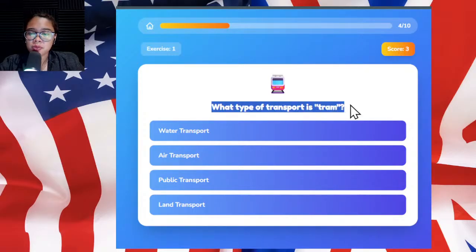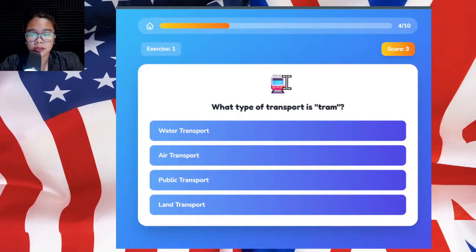What type of transport is tram? Just like this one. What type of transport is tram?